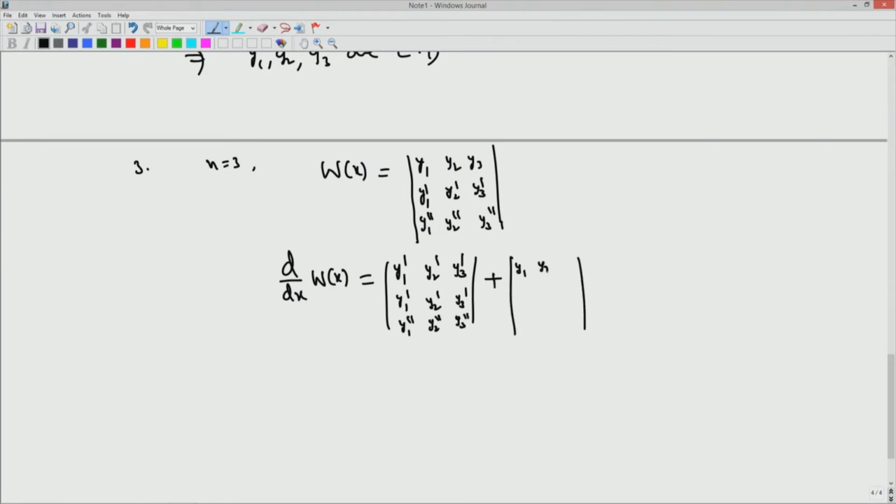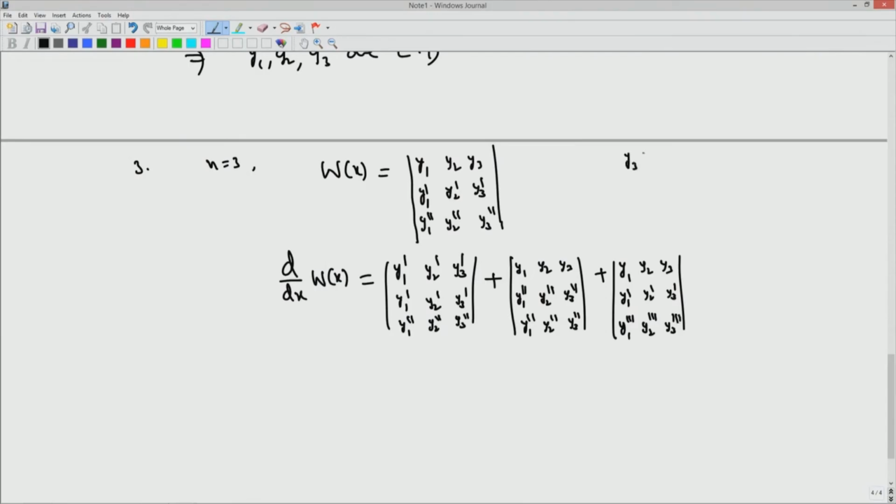So y1, y2, y3 as they are. The second row, if I differentiate, is y1 double dash, y2 double dash, y3 double dash. The third row is as it is, y1, y2, y3 with double dashes. Now the third determinant should have the first 2 rows as they are, y1, y2, y3, and the second row y1 dash, y2 dash, y3 dash. The third row you differentiate, giving y1 triple dash, y2 triple dash, y3 triple dash.